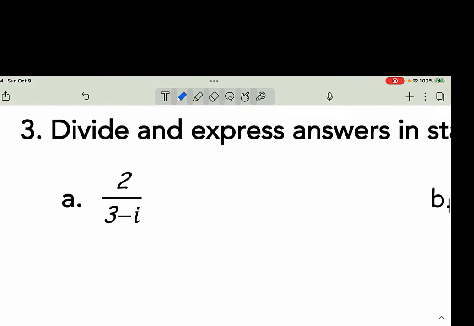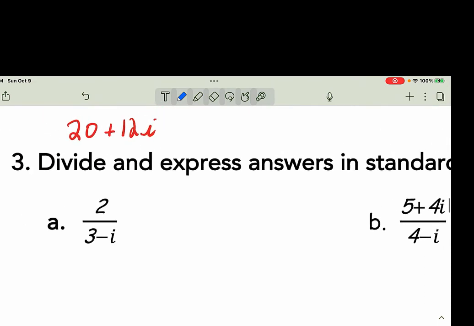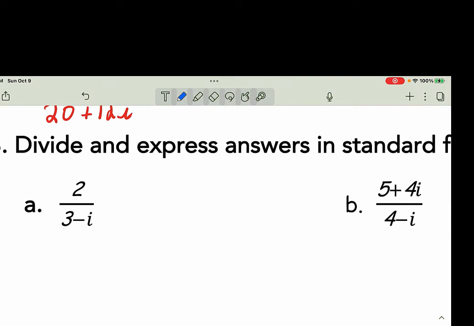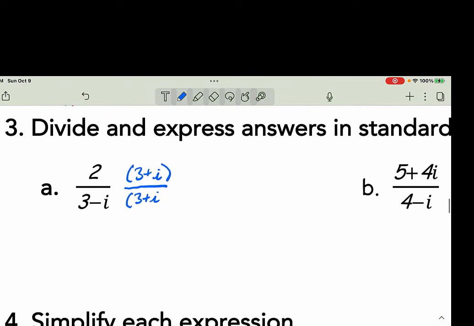Okay, now we can go ahead and start dividing. So again, what we do with these is we multiply the number times the conjugate of the denominator. We multiply the numerator and the denominator by the conjugate. So the conjugate of 3 minus i is going to be 3 plus i. So we're going to do 3 plus i and 3 plus i. And then we simply multiply.